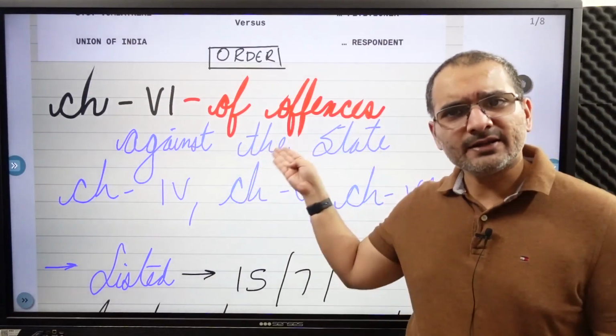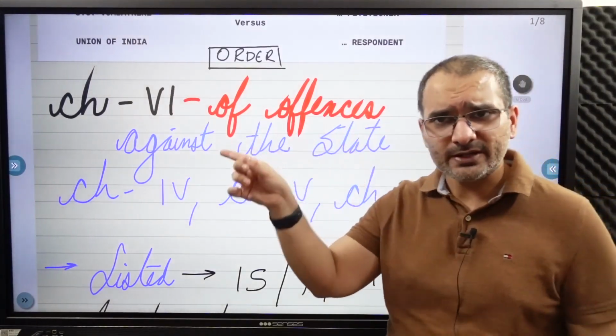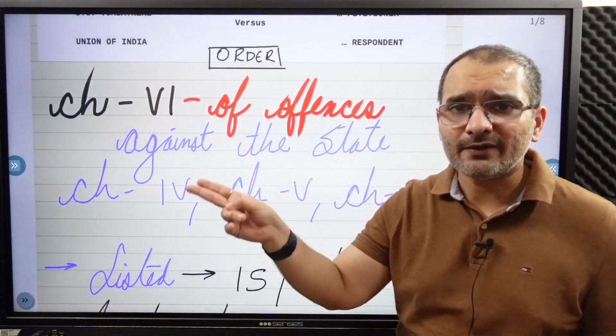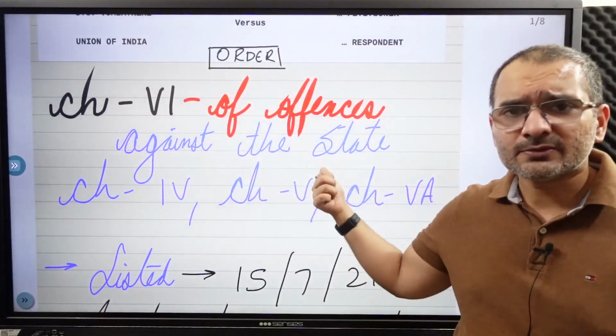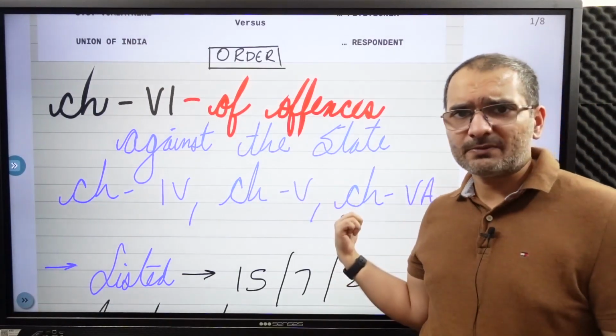For judiciary aspirants, you have to remember the standard chapters. How many are there? No amendment. The official last title is Chapter 23, which contains section 511 on attempt. Since we have spoken about Chapter 6, we need to go to Chapter 4, we need to go to Chapter 5, we need to go to Chapter 5A.